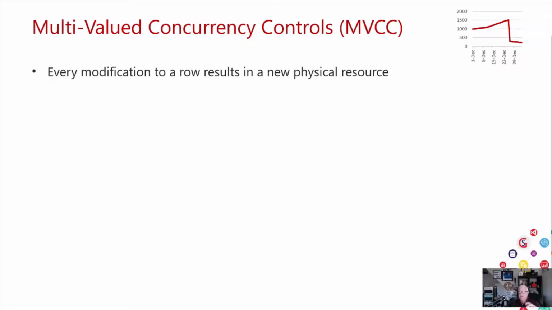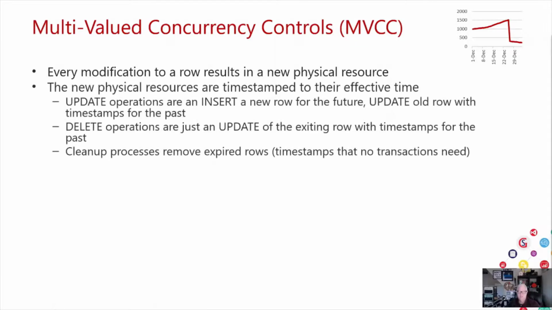So every modification is a new physical resource. Every time you do an update, we're going to modify the row in the table to say that the row you had been modifying was good from when it was originally created or last modified until now. Then we insert a new row for that future row. So you're able to see what it looked like at previous times and what it looks like now. If no transactions are using the previous version, we can throw it away. But if they are, we need both versions.